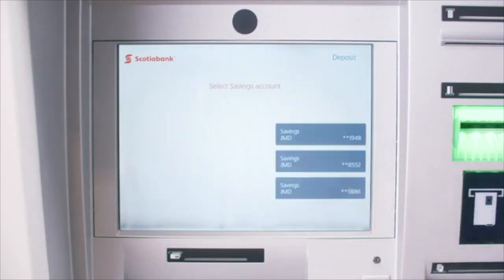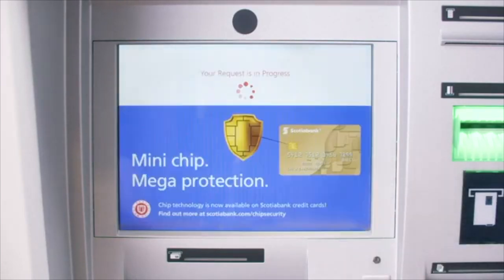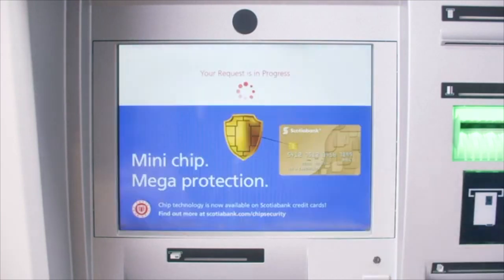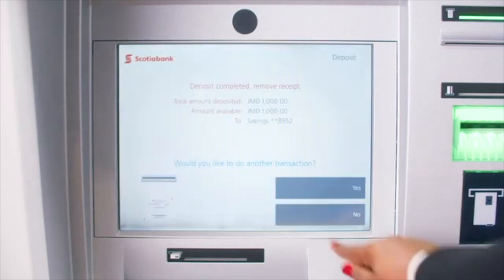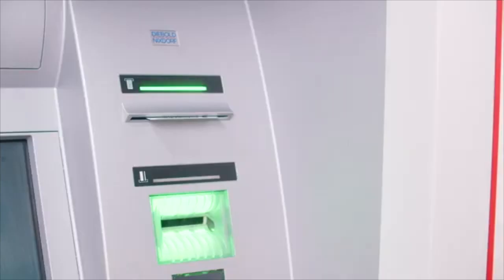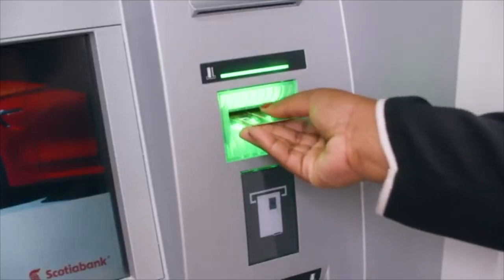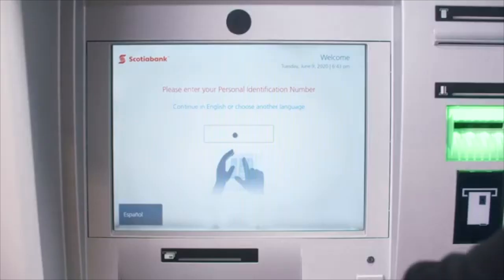Select the account to which you would like to deposit the funds. Select Yes or No for a receipt. Would you like to do another transaction? If not, take your receipt, remove your card.